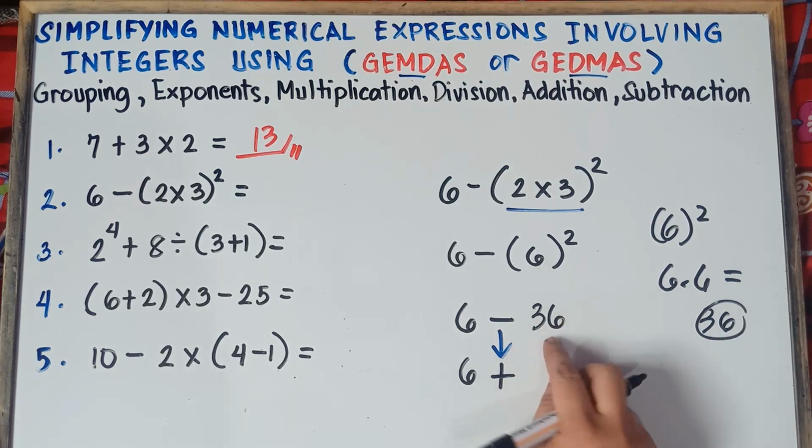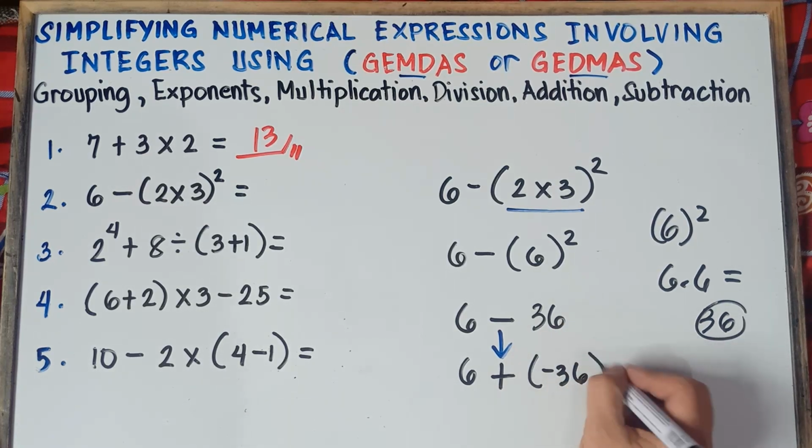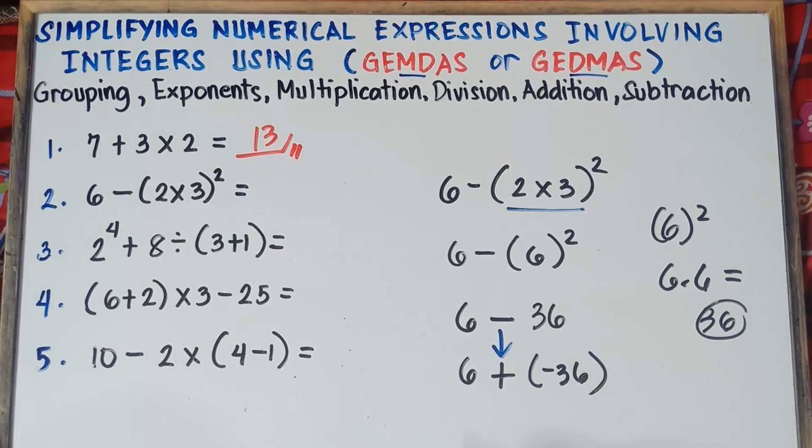This is positive 36. It will be negative 36. Alright, and then proceed to addition. 6 plus negative 36. If the signs are not the same, once again, class, rules in addition: if the signs are not the same, you subtract, and then copy the sign of the larger number.